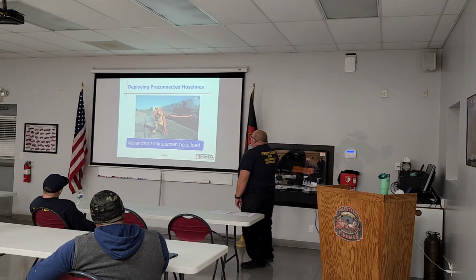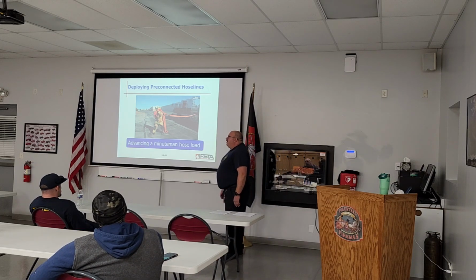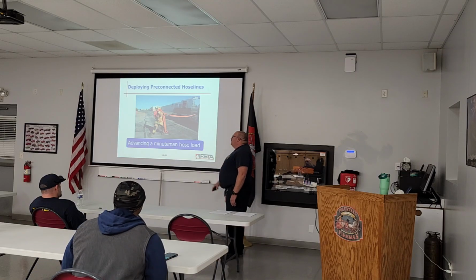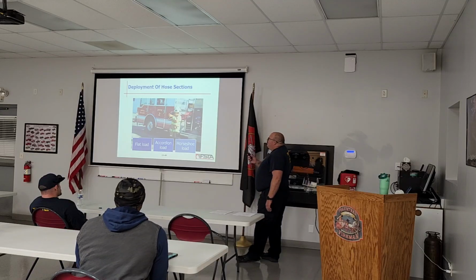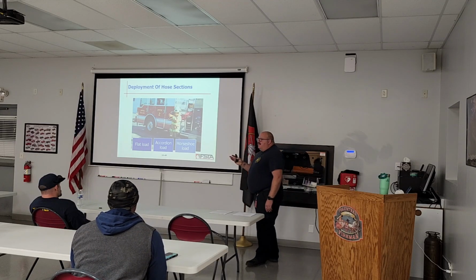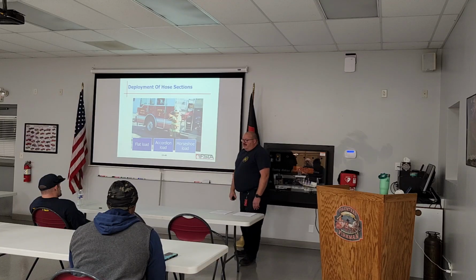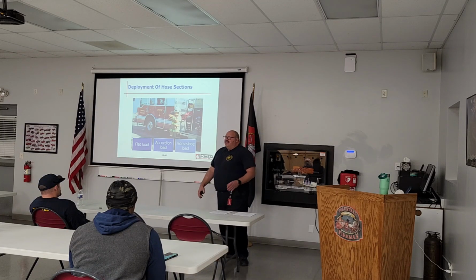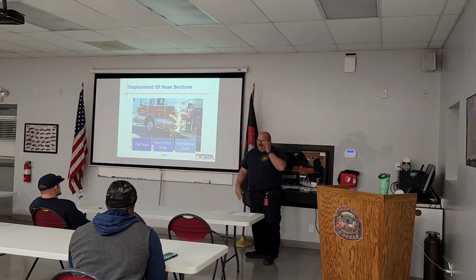All right, so we're going to talk about deploying pre-connected hose lines. One of the most popular ones used in the fire service is advancing a Minuteman hose load. There are a couple of different ways that we can deploy hose sections: flat load, accordion load, and a horseshoe load. I'm sure we'll go through some examples of those. Flat load is going to be your most common because it will fit in just about any space that you need it to fit into.